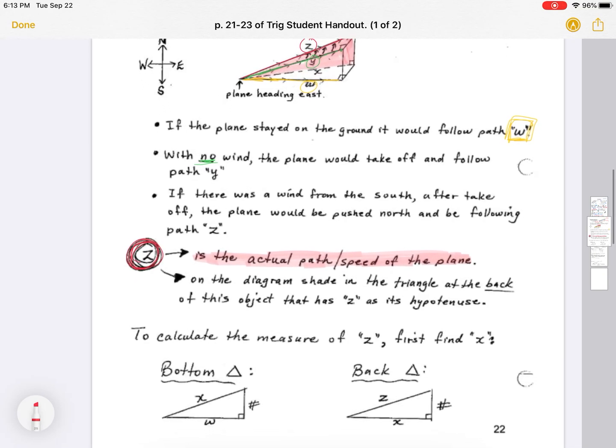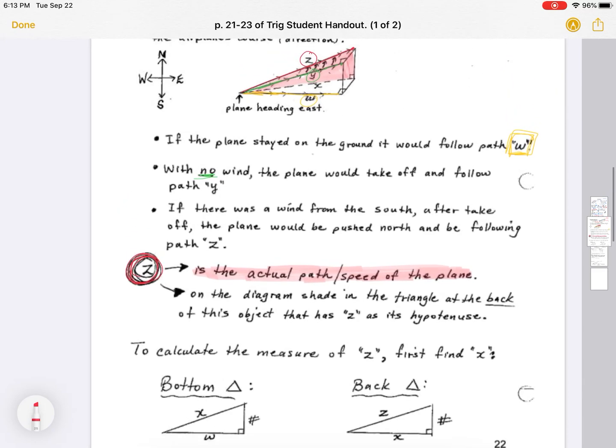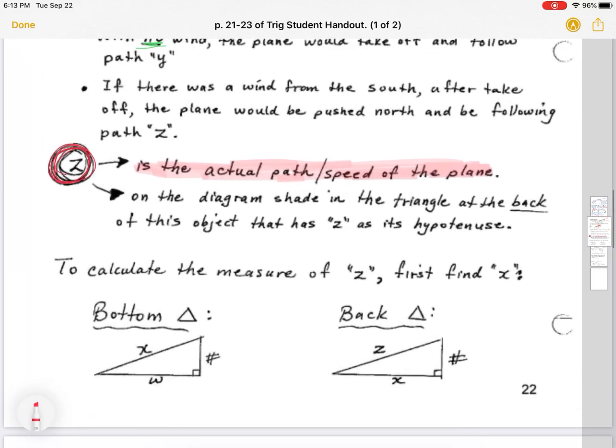Okay, now to calculate the measure of Z, first we're going to find X. Okay, now X is on the bottom. Alrighty, so we're going to find that letter X back there. We have to find that X and then X becomes the bottom of the triangle that has Z.